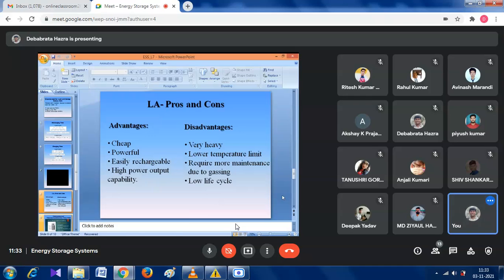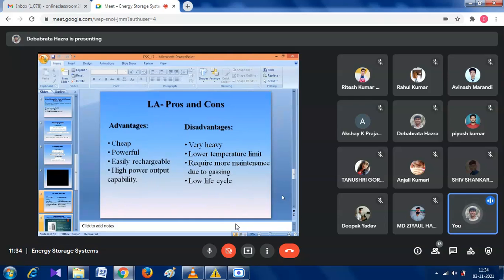The operating temperature limit of the lead acid battery is low. That means it cannot work at very high temperature, and it will not work at very low temperature. That means the efficiency will fall at very high temperature as well as at low temperature.